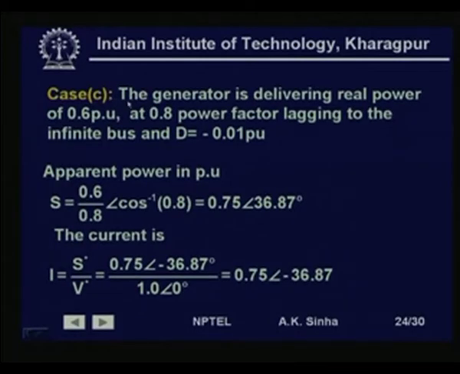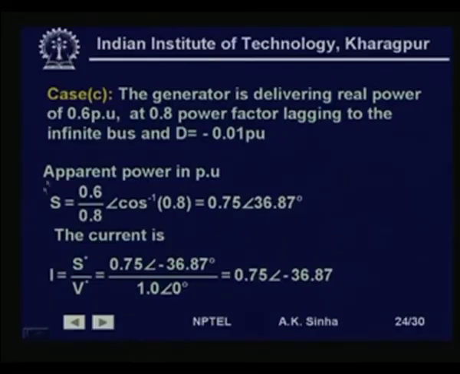So, again we are taking the example where the generator is delivering real power of 0.6 per unit at 0.8 power factor lagging to the infinite bus, and the damping D is minus 0.01 per unit, a very small negative damping. What happens because of this? Again, the same thing: apparent power is 0.75 with an angle of 36.87. So, the current comes out to 0.75 with an angle of minus 36.87.